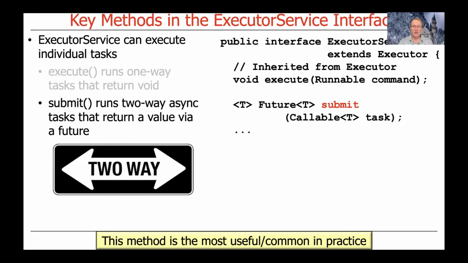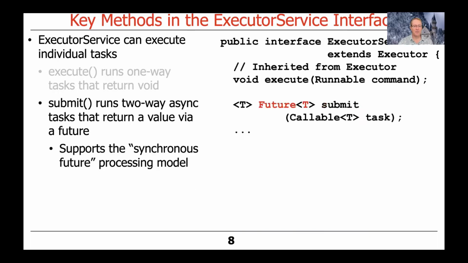Therefore, the executor service also defines the submit method. And submit runs a two-way async task that returns a value via a future. Remember that proxy that we talked about before. This method is much more common, much more useful in practice because now you've actually got a way to control the life cycle of the task that you've submitted for execution in the background.